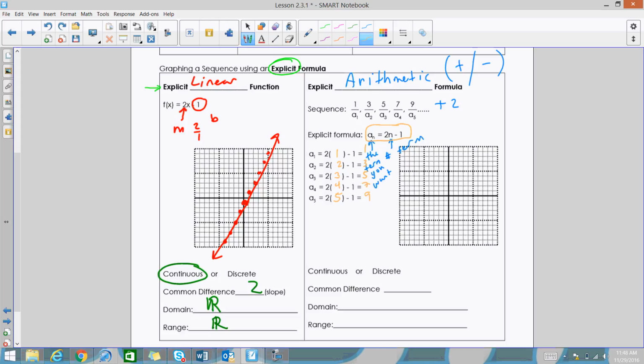Now notice, that's how you get those numbers. You actually were given those numbers from the sequence. You'll either be given one or the other. You'll either be given this guy or this guy. And that's how you figure out your terms. So what you do is you use this like a coordinate. All right? So this is like a coordinate here: 1, 1, 2, 3, 3, 5, 4, 7, 5, 9. So you're just going to plot those. 1, 1, 2, 3, 3, 5, 4, 7, and 5, 9.